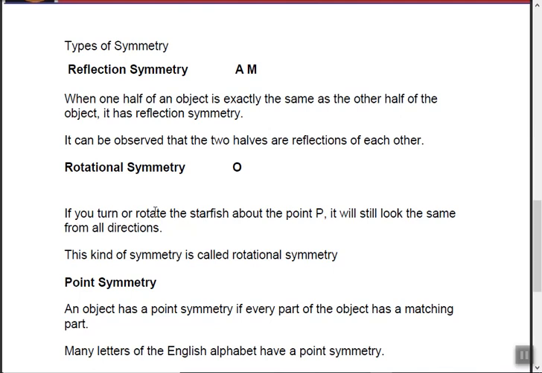If you turn or rotate a starfish around a point P, it will look the same from all directions, right? A starfish, or a sunflower also, you can say. This is known as rotational symmetry, or somebody calls it radial symmetry.